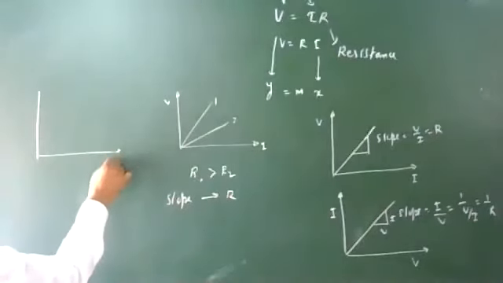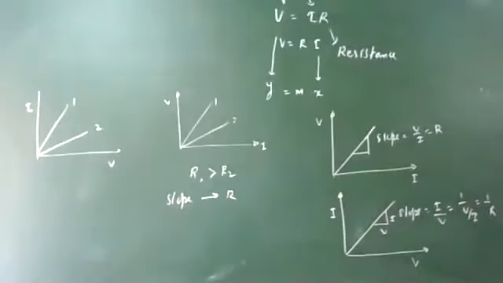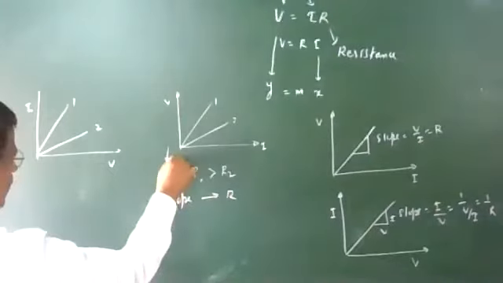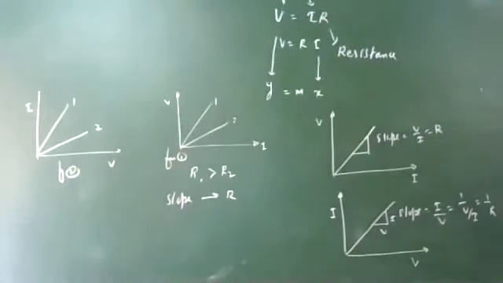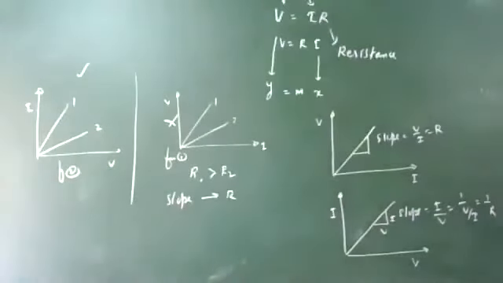Suppose the graph is going in this way. Which one gives the second graph? Figure 1 and figure 2. In figure 2, which one is having greater resistance? Sir, R2 greater than R1. Which line is it, 1 or 2? That was the graph with this line. Which one is having greater resistance, first line or second line? Second line. Second line. Why?